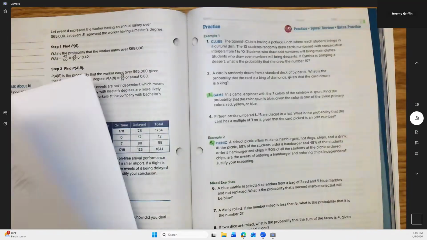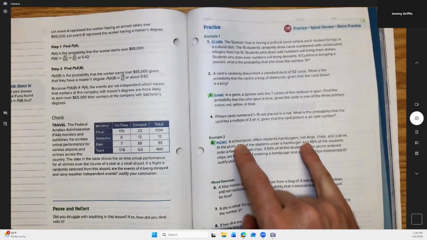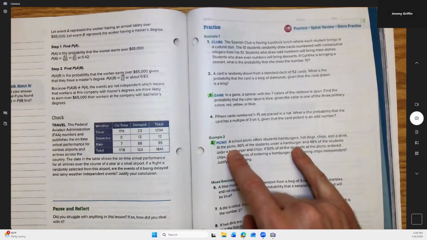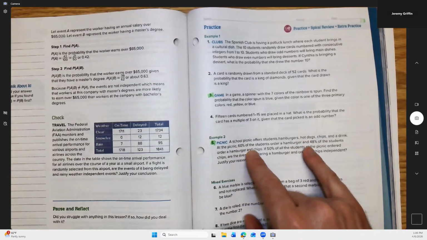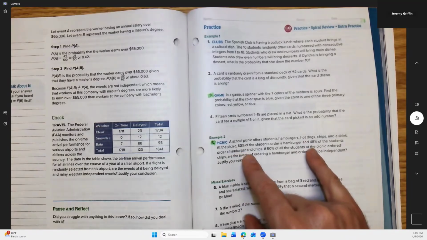So we got that. Number 5, picnic. School picnic offers hamburgers, hot dogs, chips, and a drink. At the picnic, 60% of students order hamburger, 48% get a hamburger and chips.